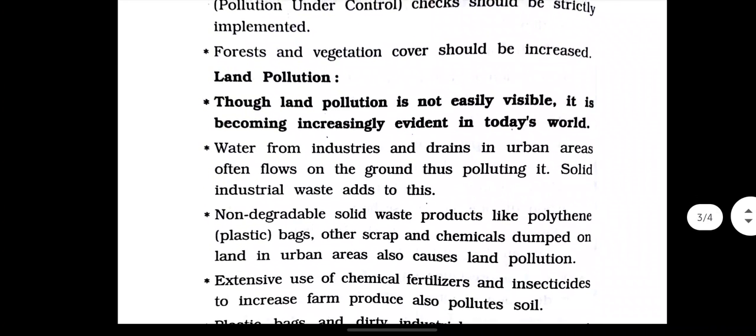Now after that, the third one is land pollution. Land pollution is not easily visible. It is becoming increasingly evident in today's world. Water from industries and drains in urban areas often flows on the ground and thus pollutes it. Solid industrial waste adds to this. Non-degradable solid waste products like polythene, means plastic bags, other scrap and chemicals dumped on land in urban areas also cause land pollution. Now let us learn and understand about land pollution.